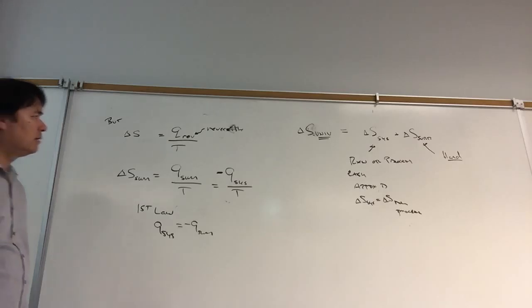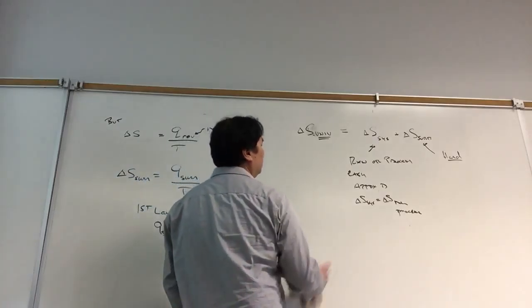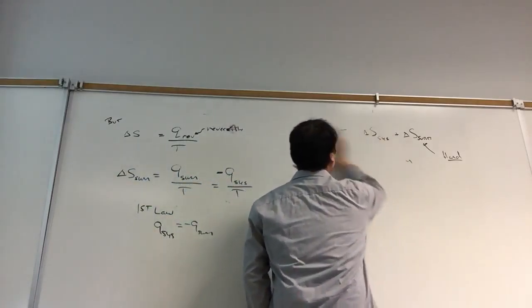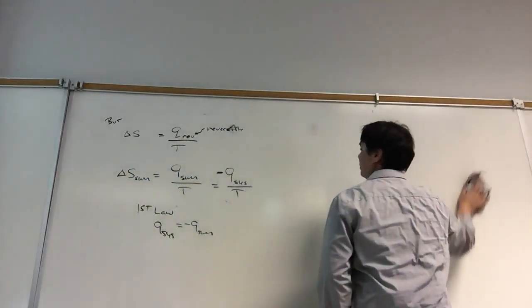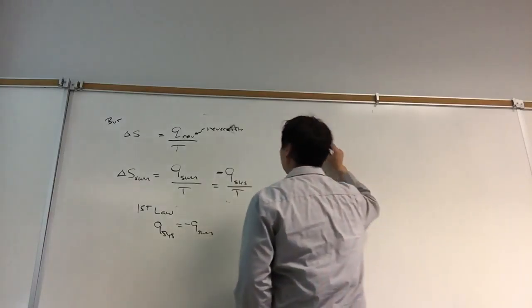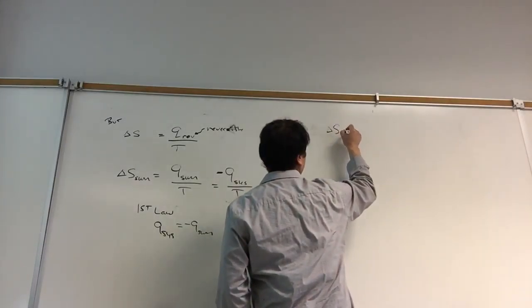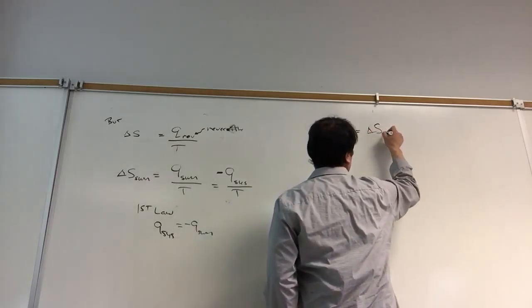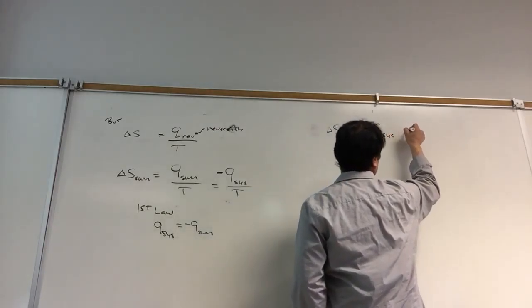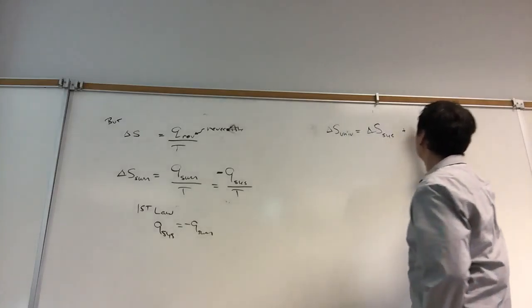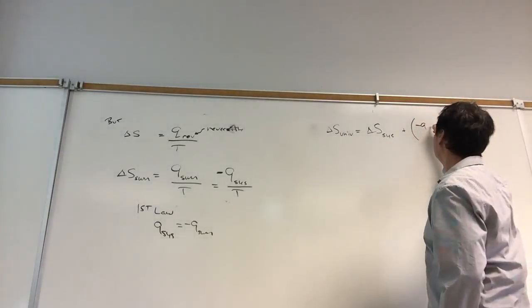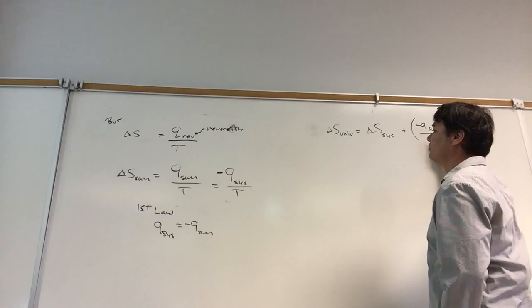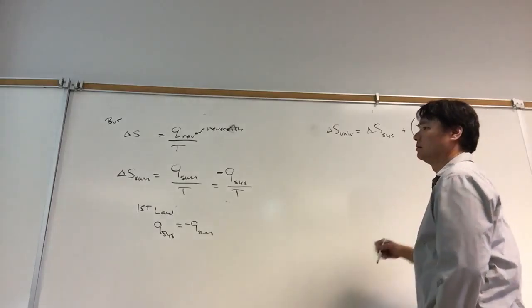And so this, we can substitute into our equation here. And so if we substitute, delta S of the universe, which is way too much to deal with, is equal to delta S of the system, which is easy to deal with, plus this. It's going to be minus Q of the system over T.